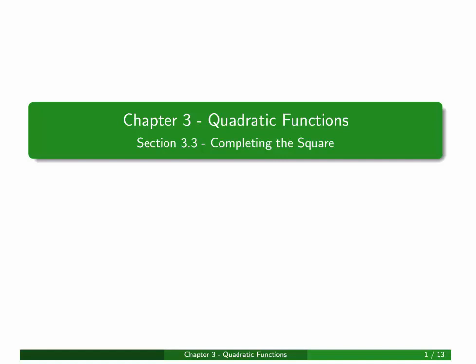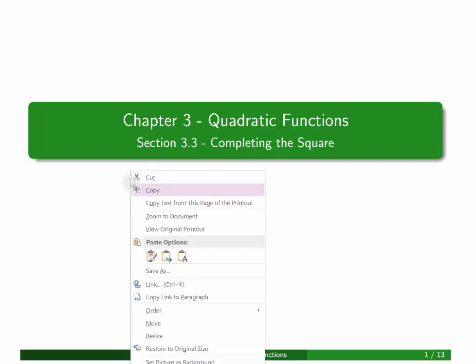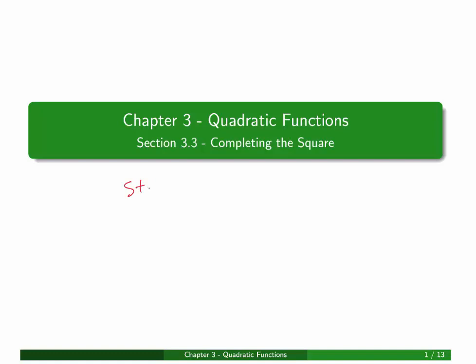Alright, so welcome to the last section in chapter 3, completing the square. The whole goal in this section is to go from standard form to vertex form. There are a lot of reasons for wanting to do this. For our purposes, graphing would be one reason that we would like to do this.